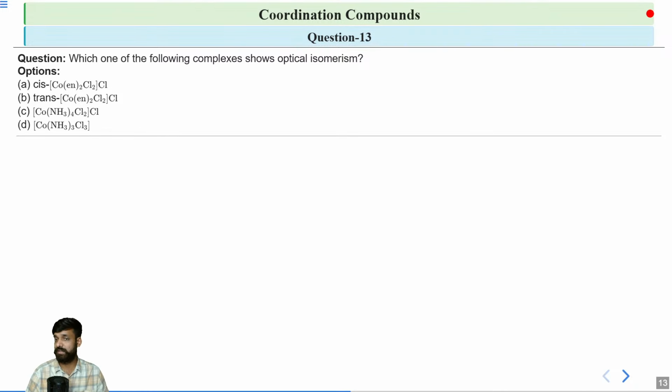It's very simple. Just quickly draw the diagrams of the four given structures. Remember, this is en, which is ethylene diamine, and it is a bidentate ligand where two CH2 are attached to each other and two NH2 are present on the terminal side of the CH2. That is something which is known as ethylene diamine, meaning two amines attached with the help of an ethylene unit.